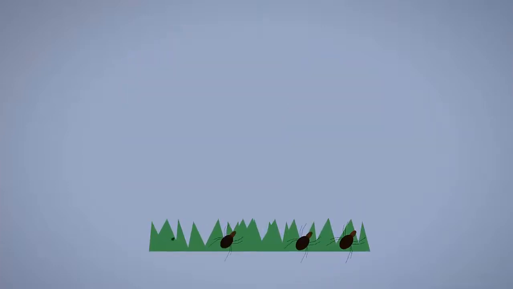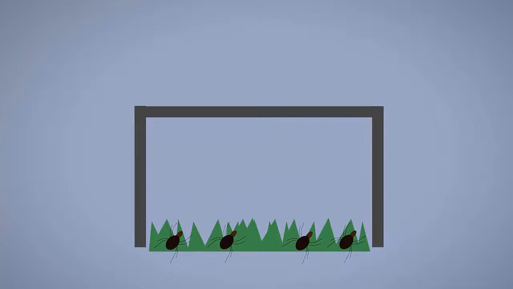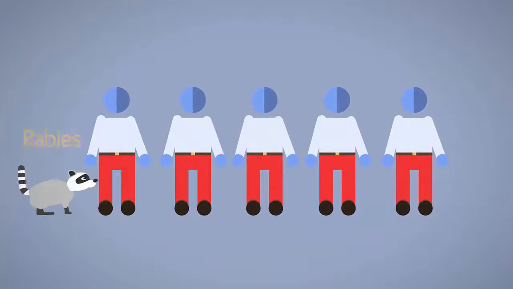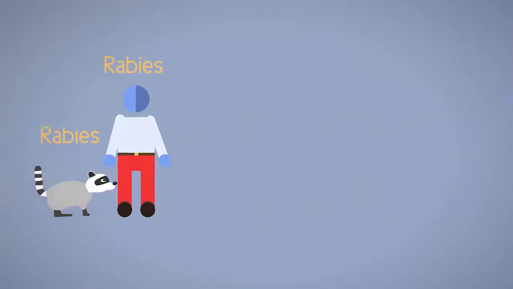Insecticide and spraying techniques can be used to reduce the population of the vectors, but this is trickier and more expensive. If a disease is highly contagious, such as rabies, people may need to be isolated to prevent the infection spreading to others.